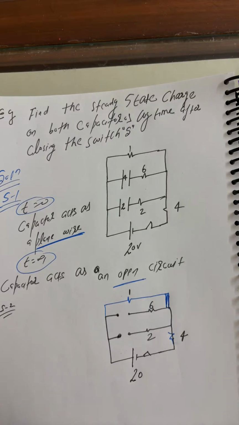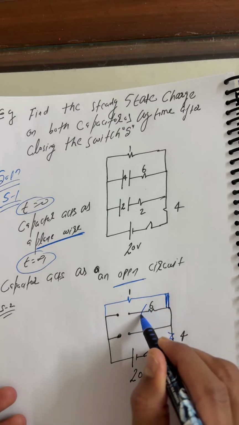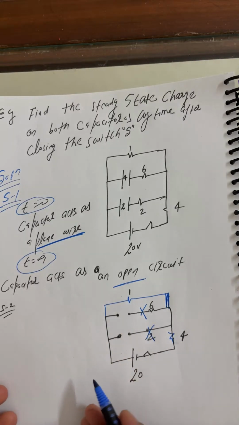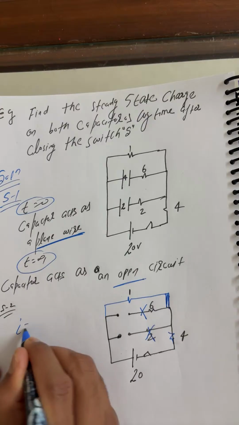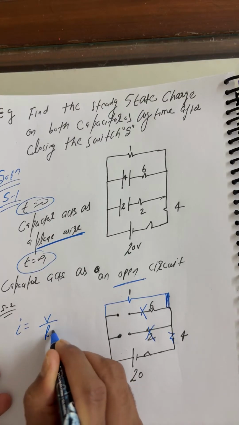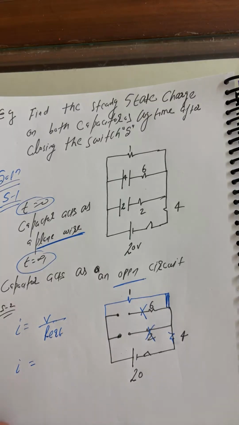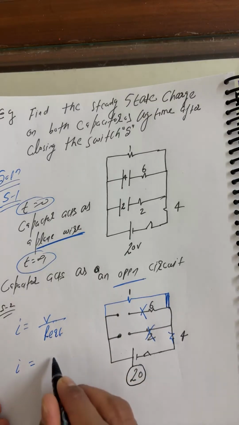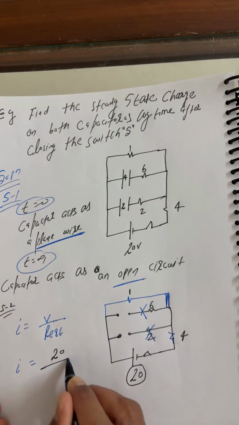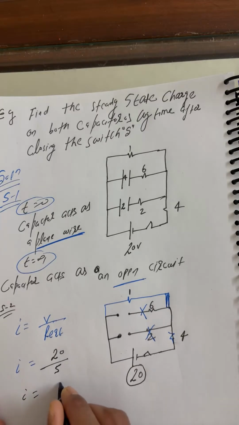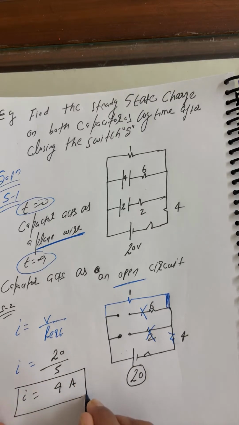Now you can see simply, student, there is no contribution in this circuit. So simply you have to find the current. The current is V upon R equivalent. What is V? It's 20, and R is 4 plus 1, which is 5. So the current will be 20 divided by 5, which is 4 ampere.